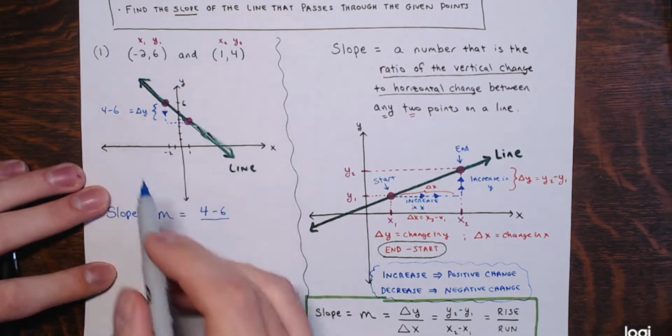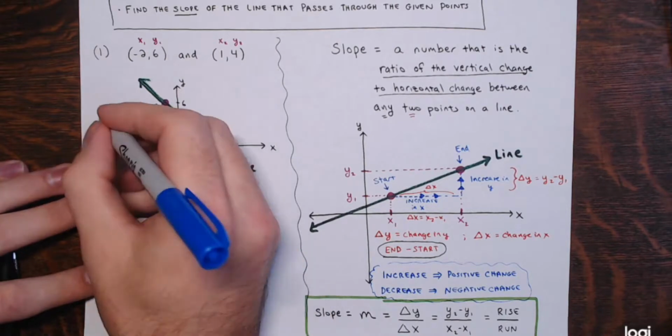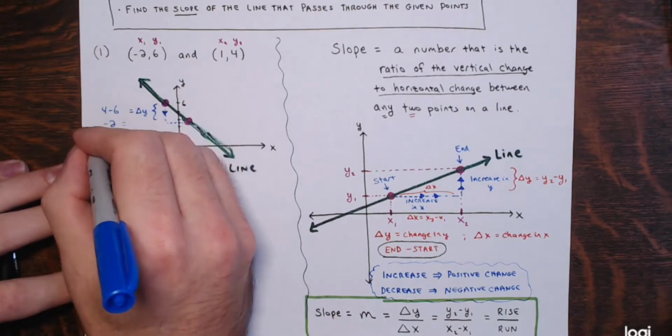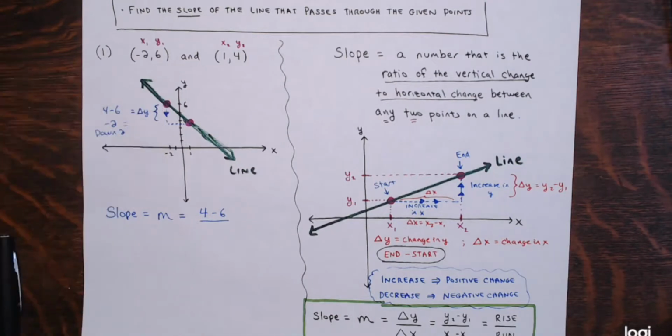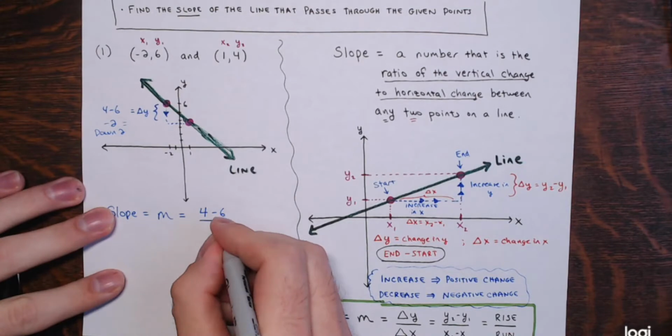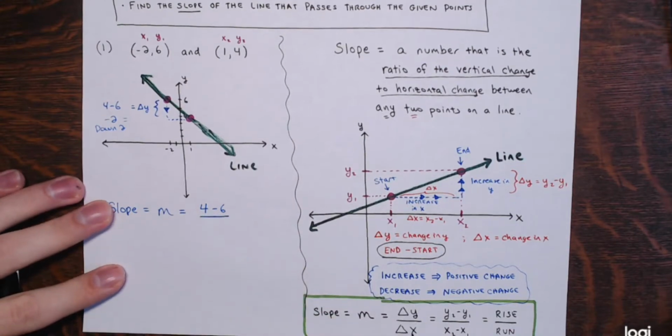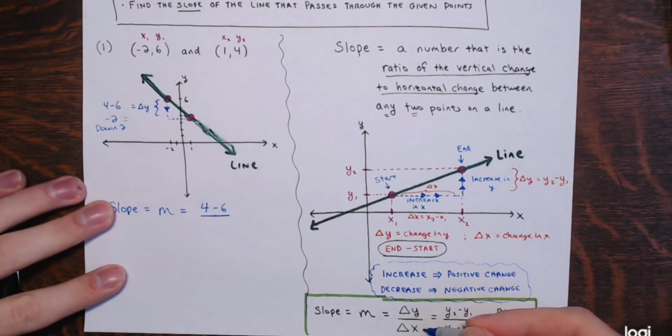That means down 2. Down 2 units, right? That's negative 2. That means I went down 2 units. I decreased the y by 2 units. And then the change in x, the horizontal change, in the denominator.